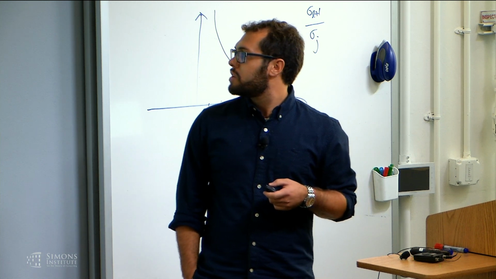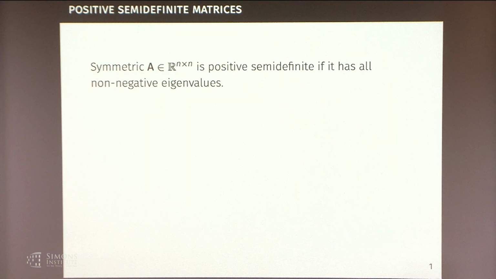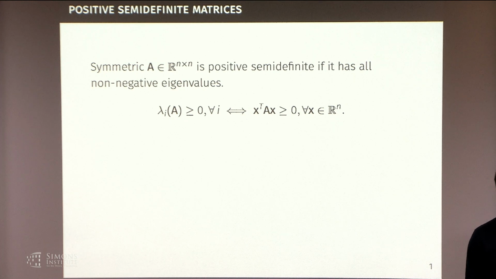So everybody here probably knows what a PSD matrix is. It's basically just a symmetric matrix A that has all non-negative eigenvalues. Another way to look at this is it's a matrix such that if I take the dot product of a vector x over it, this is always non-negative. So x transpose A x is always non-negative.